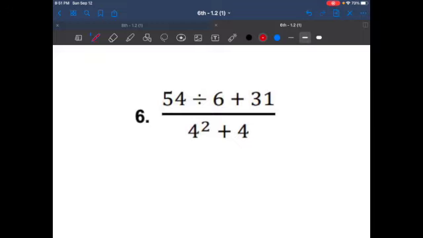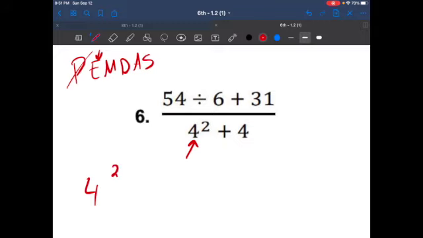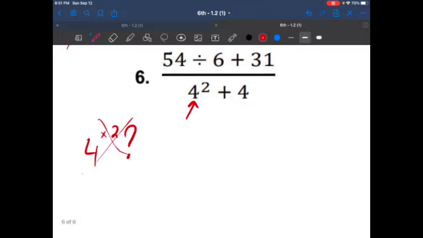All right, so let's solve. We have PEMDAS. Do we have any parentheses? Nope. Do we have any exponents? Yes, we do. We got an exponent right there. So let's solve that first. So, ladies and gentlemen, is that 4 times 2? That is not 4 times 2. That is actually 4 times 4, which gives you 16.